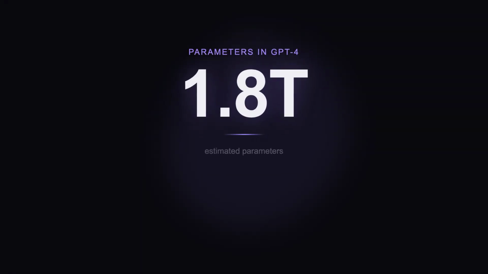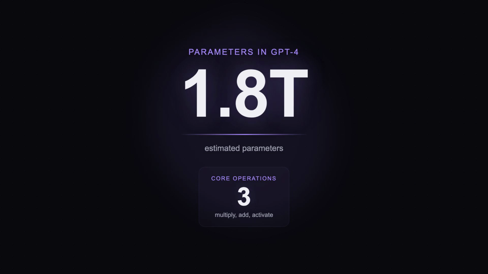Neural networks power everything from ChatGPT to self-driving cars. They can recognize faces, translate languages, and generate art. Yet at their core, they're just matrix multiplication, addition, and one clever trick. Let's build one from scratch.